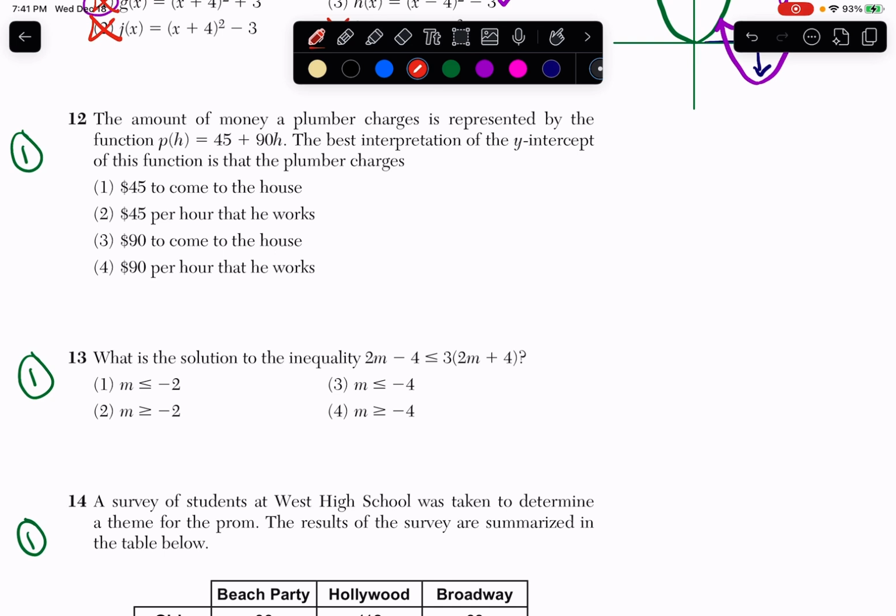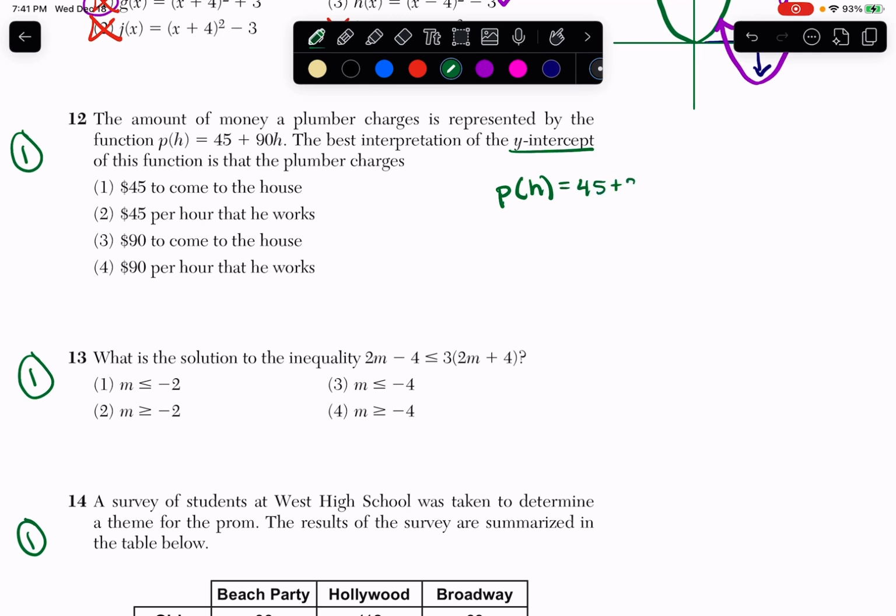Number 12, the amount of money a plumber charges is represented by the function P of H equals 45 plus 90H. The best interpretation of the y-intercept of this function is that the plumber charges blank. So first, I'm going to double check what the y-intercept is. I know that the y-intercept is my starting point.